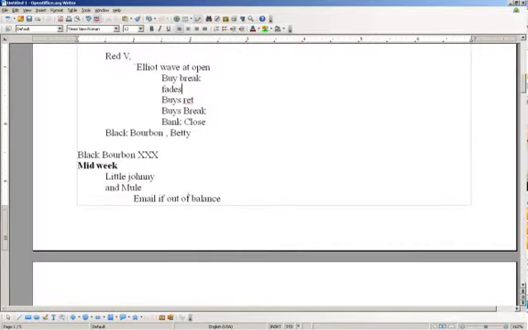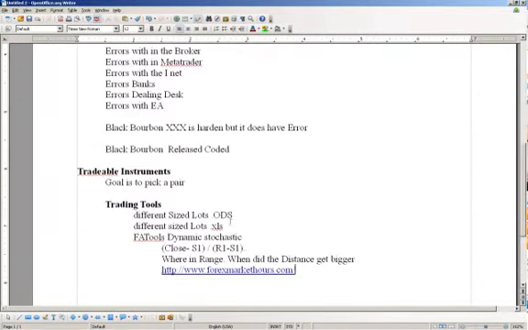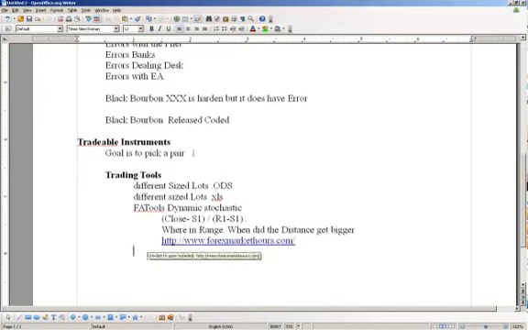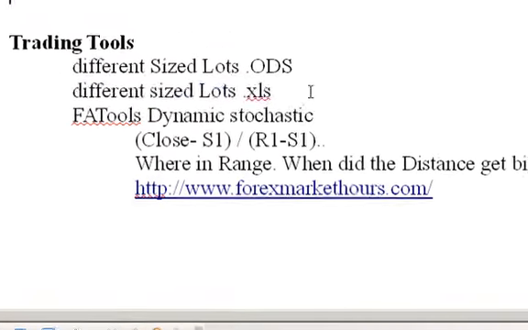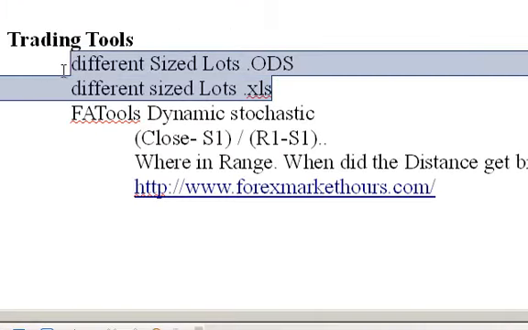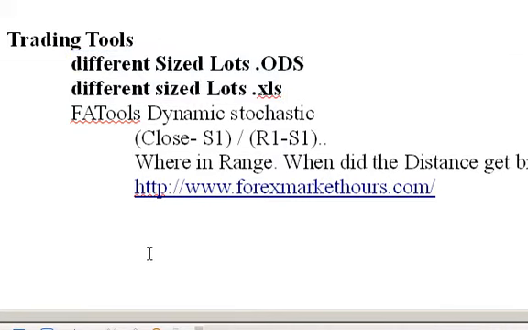So to calculate how far it's going to move, and which pair to pick, our goal is to pick a pair with the lowest cost. Cost is the spread. Cost to movement. So we said, pick that. We have this built into the spreadsheet. These two different size lots here allow us to do that.